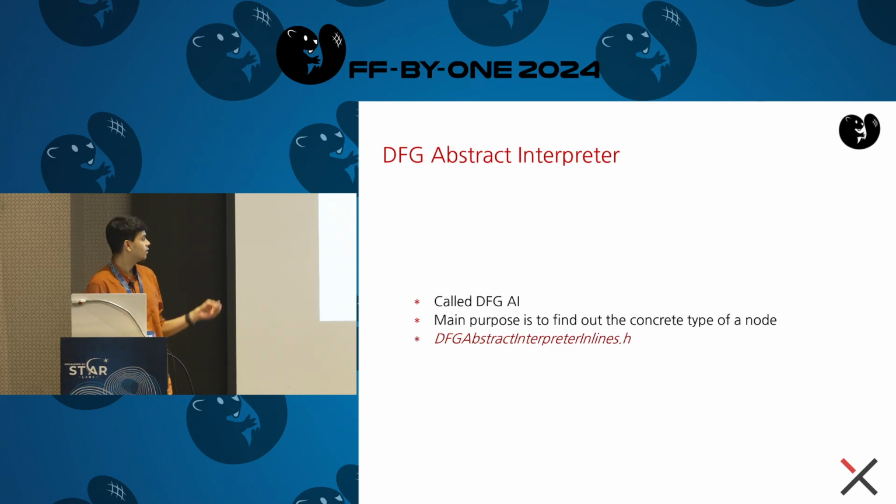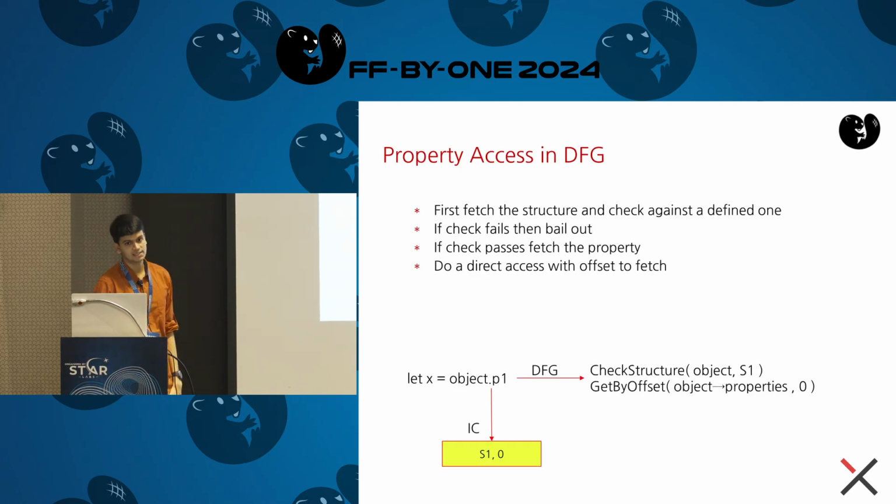Now we're going to look at a bug in the abstract interpreter itself, but to do that, we have to be more familiar with property accesses in DFG. You're probably familiar with this now. We are accessing a property P1 on an object. Whenever the interpreter sees something like this, it attaches an inline cache, IC, and the IC right now is populated with S1, 0, shape S1, offset 0.